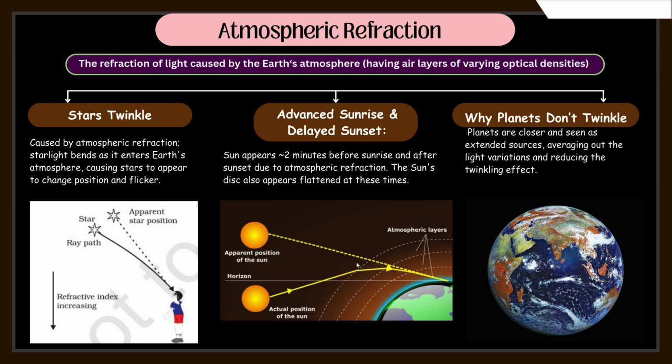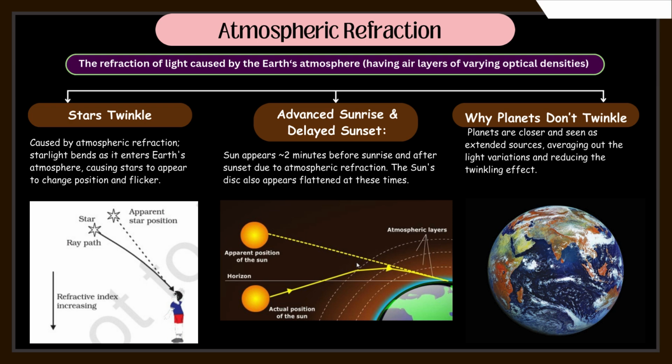Now, let's look at advanced sunrise and delayed sunset. Have you ever noticed that the sun seems to rise earlier than it actually should, and sets a little later? That's also because of atmospheric refraction. Light from the sun bends downward as it enters the Earth's atmosphere, making the sun appear above the horizon even when it's actually still below it. This makes the sun visible about 2 minutes before actual sunrise and 2 minutes after actual sunset. It also causes the sun's disk to appear flattened when it's near the horizon.